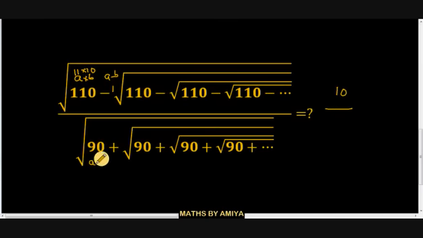a into b is 90 and hidden is 1, so that is a minus b. A into b is 90, a minus b is 1. So we can say this is 10 into 9. All terms are positive, so the bigger one, that is nothing but 10. Numerator is 10, denominator is 10, all cancel out, so our answer is 1.